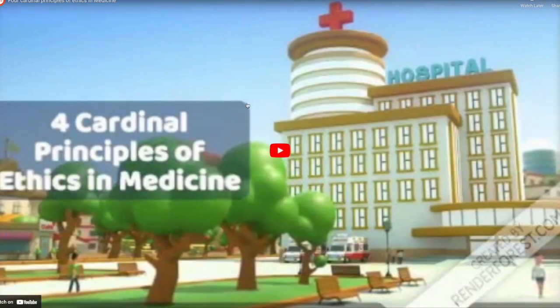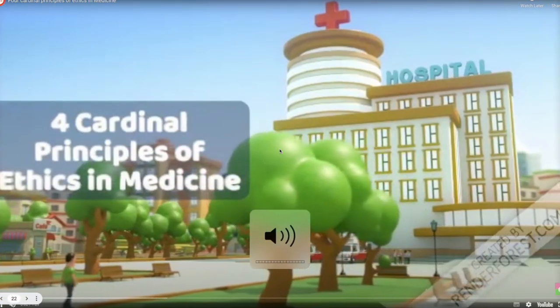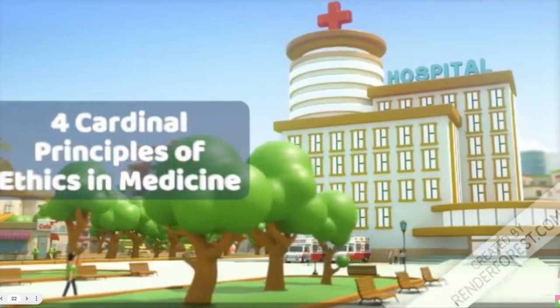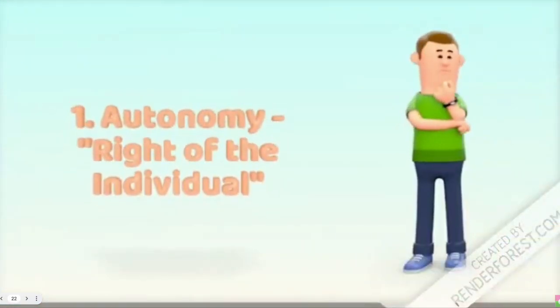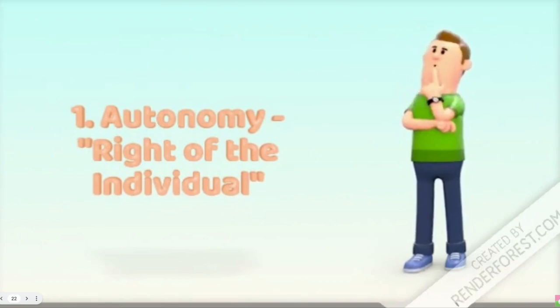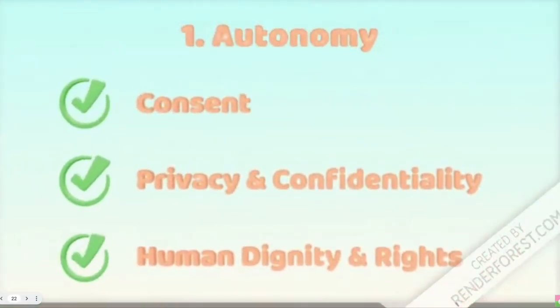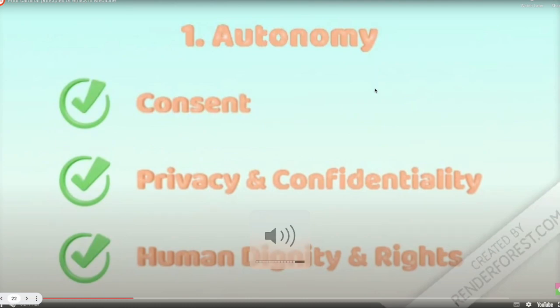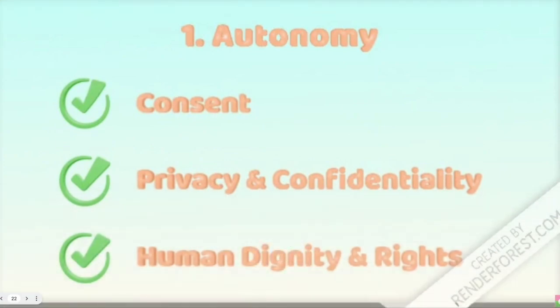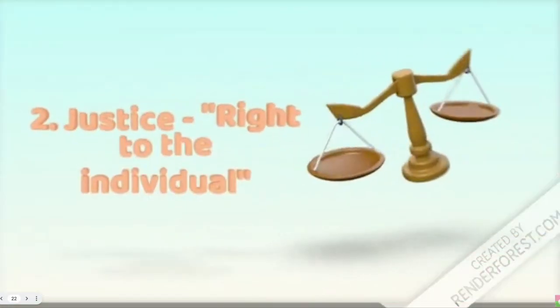So we're going to start off with the four principles of ethics on a video. Autonomy is the right of the individual. Every individual has a right within healthcare. So you can see that we have consent, privacy, confidentiality, and human dignity and rights involved with autonomy.